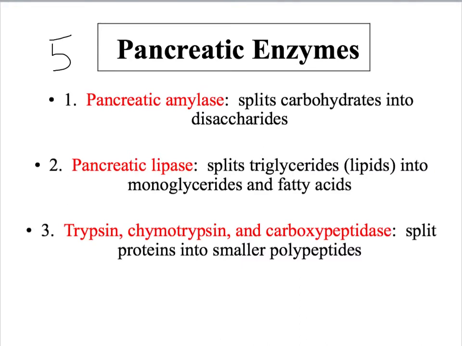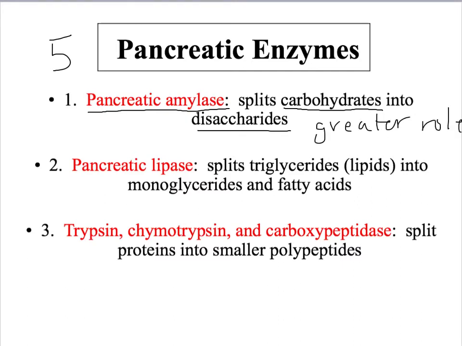food. So the first of these is pancreatic amylase. And pancreatic amylase is similar to salivary amylase in that it splits carbohydrates into smaller sugars called disaccharides. So pancreatic amylase actually plays a greater role in digesting carbohydrates than does salivary amylase.